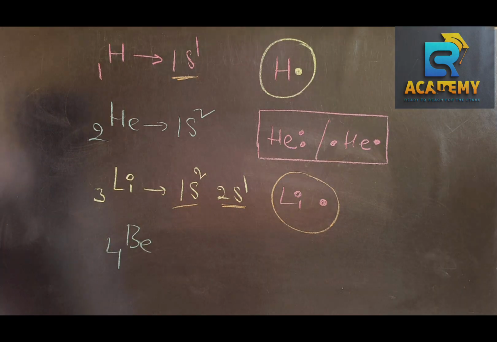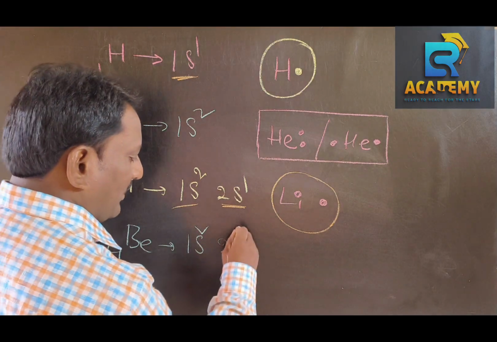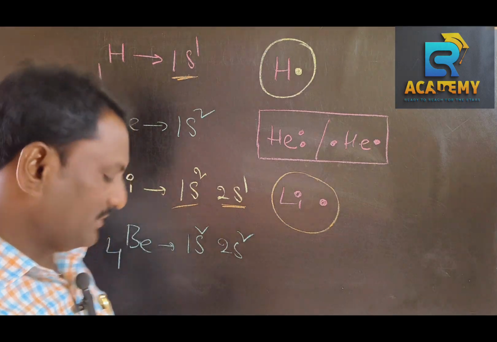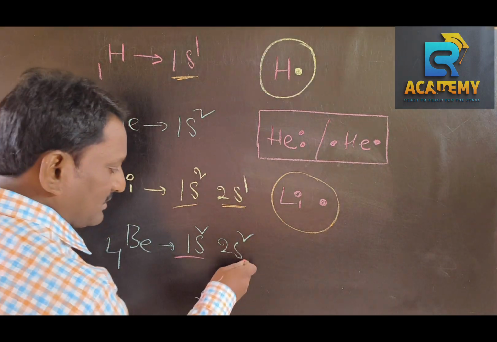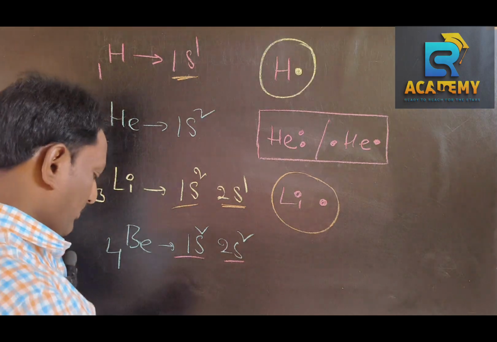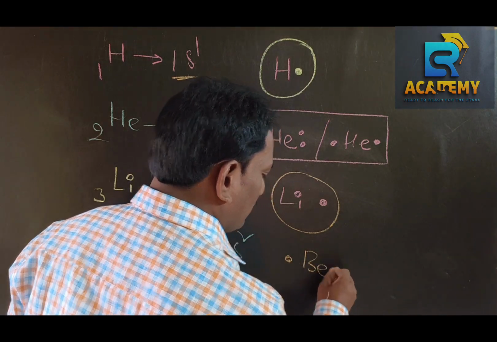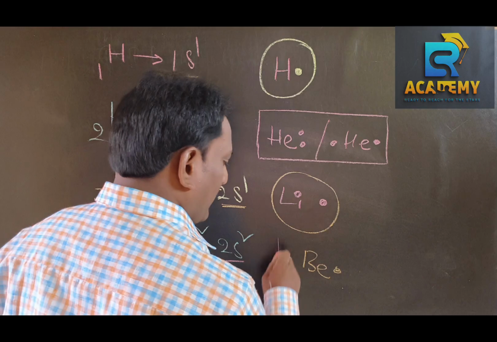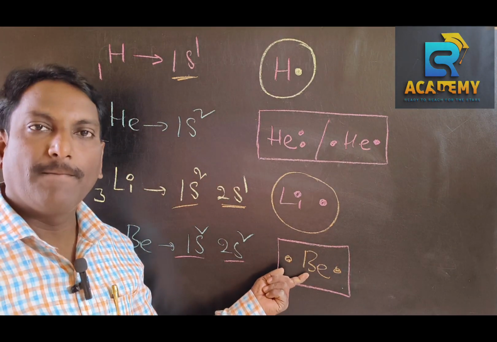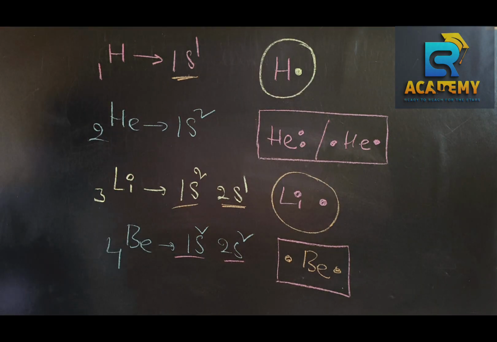Next one, Lewis dot structure of beryllium. Beryllium, atomic number 4, electronic configuration 1s2, 2s2. The first shell, second shell. How many valence electrons? 2. So the beryllium Lewis dot structure is Be with 2 unpaired electrons. Unpaired means we place them separately. Please copy this all.